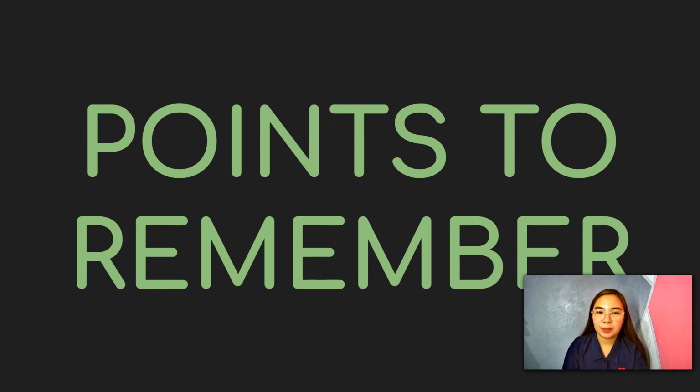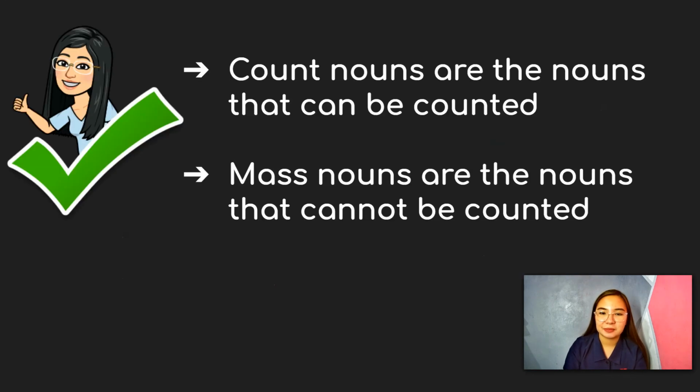Let us now go to the points to remember in this topic or lesson. First, count nouns are the nouns that can be counted, and mass nouns are the nouns that cannot be counted. And for us to quantify mass nouns, we need mass counters.